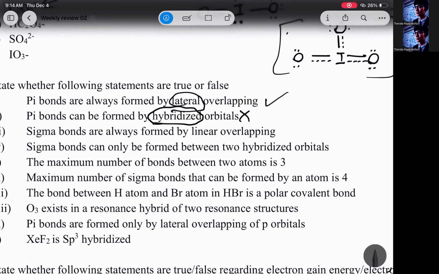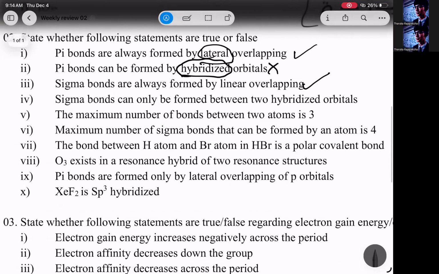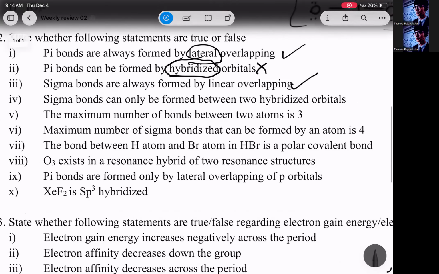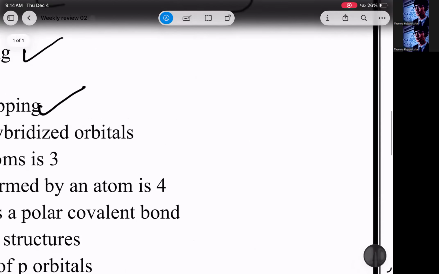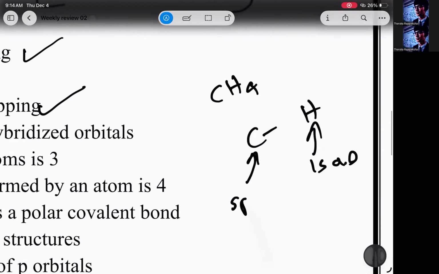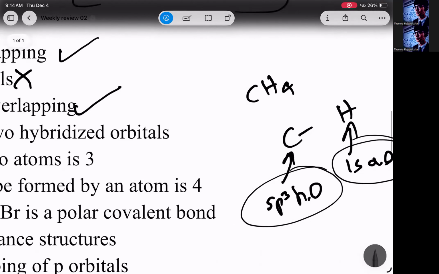That's wrong. Sigma bonds are always formed by linear overlapping. That is correct. Sigma bonds are always formed by linear overlapping. I told you it before. Sigma bonds can only be formed between two hybridized orbitals. That is wrong. Now you can see in CH4, people, the carbon hydrogen bond. He is using the 1s atomic orbital and he is using the sp3 hybridized orbital. So you can see hybridized orbital and atomic orbital together. So that's wrong.